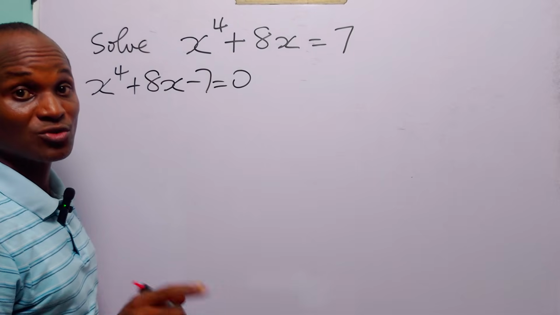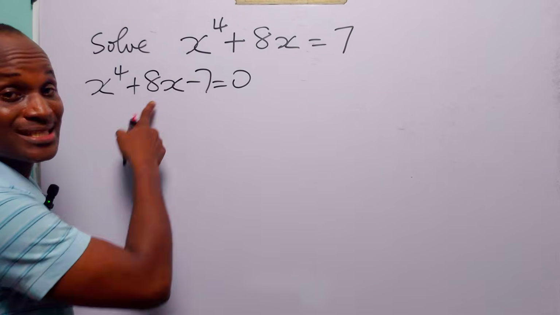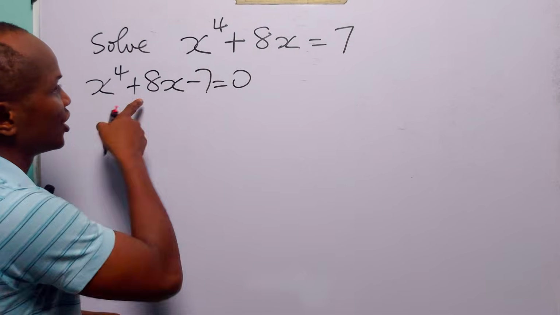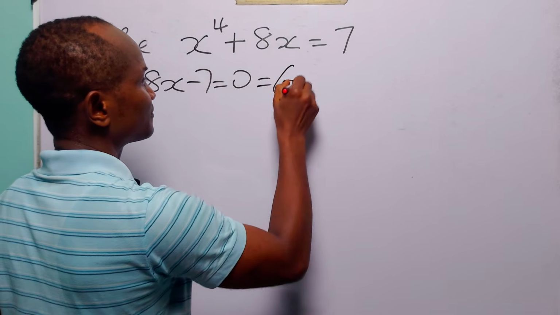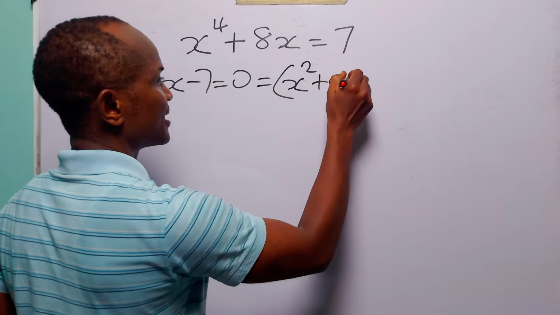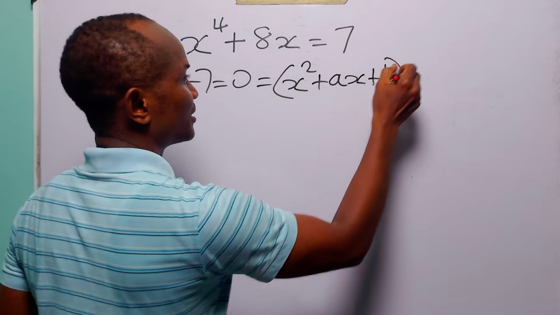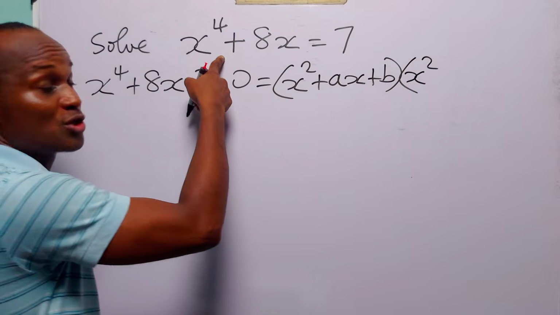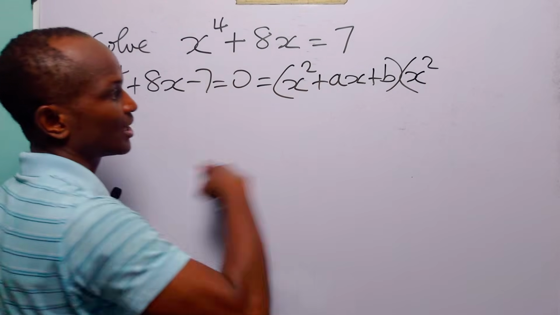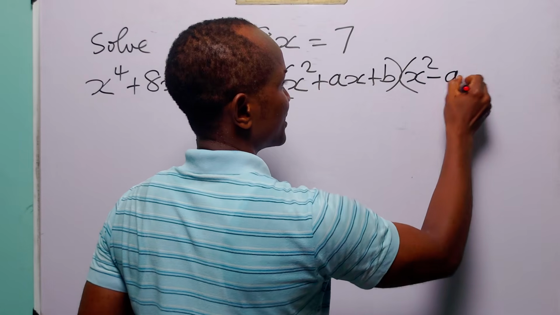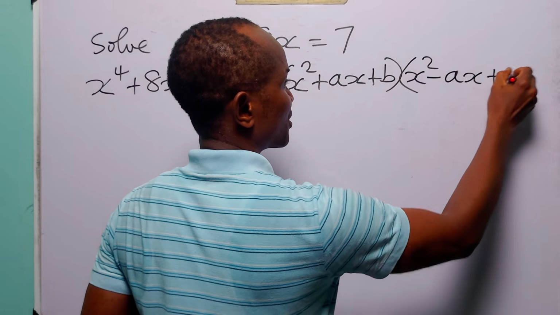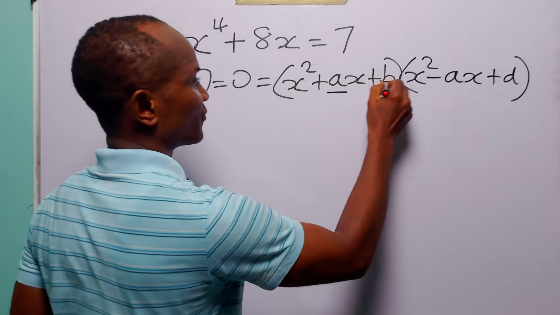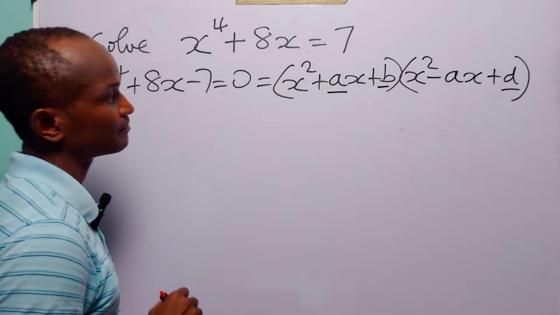Now, the next thing we are going to do is to assume that this quartic can be broken down into two quadratic factors. So let this be equal to x squared plus ax plus b multiplied by x squared. Now, there is no term in x raised to power 3 here. So here we have minus ax and then plus d. Now, our job is to find the values of a, b, and d.